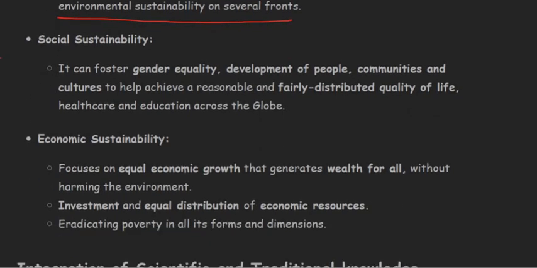Social sustainability. It can foster gender equality, development of people, communities, and cultures to help achieve a reasonable and fairly distributed quality of life, healthcare, and education across the globe.